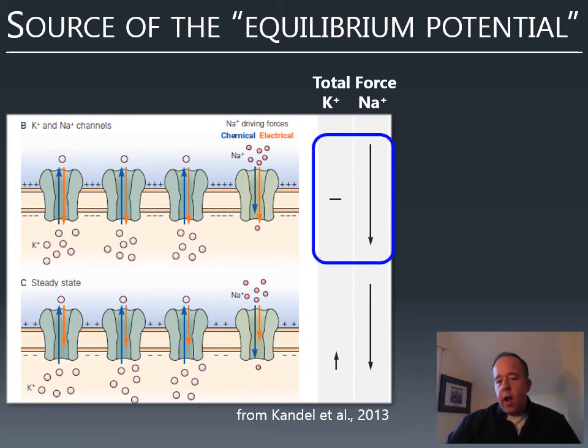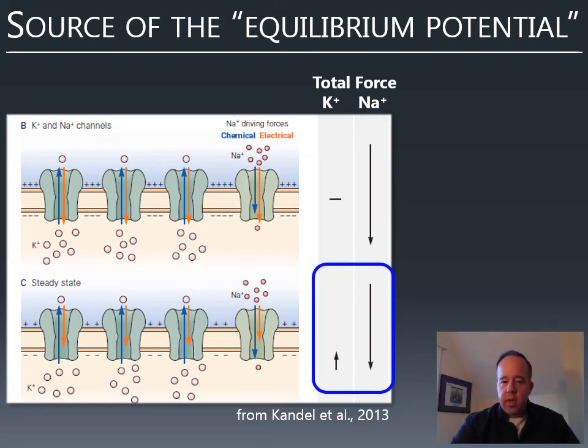And what we see here on the right of this diagram are arrows that indicate the size of the forces pushing sodium and potassium either in or out. On the right we have sodium, on the left we have potassium. So we have this big arrow on the right. So sodium has a huge total force pushing it in. Both forces acting in the same direction.